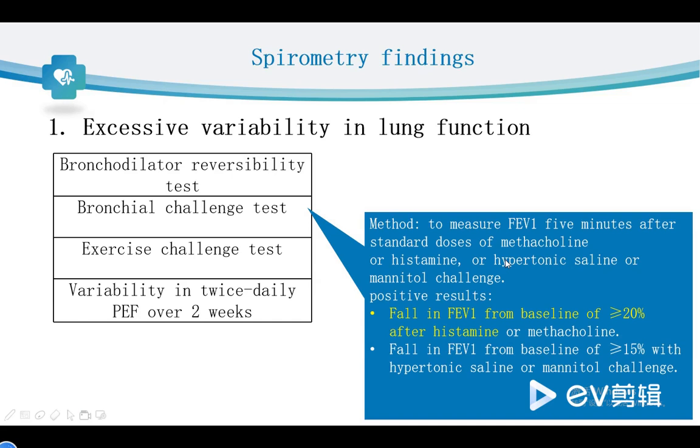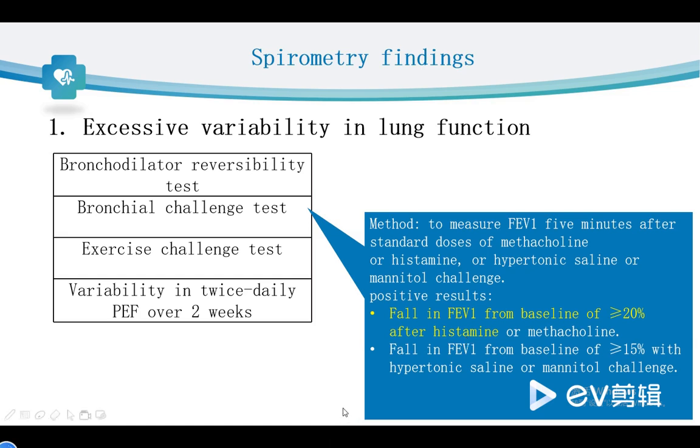The normal ranges of the bronchial challenge test are different, associated to the different drugs. In China, we usually use histamine for this bronchial challenge test, and the positive result is a falling in the FEV1 from the baseline of more than 20% after histamine.